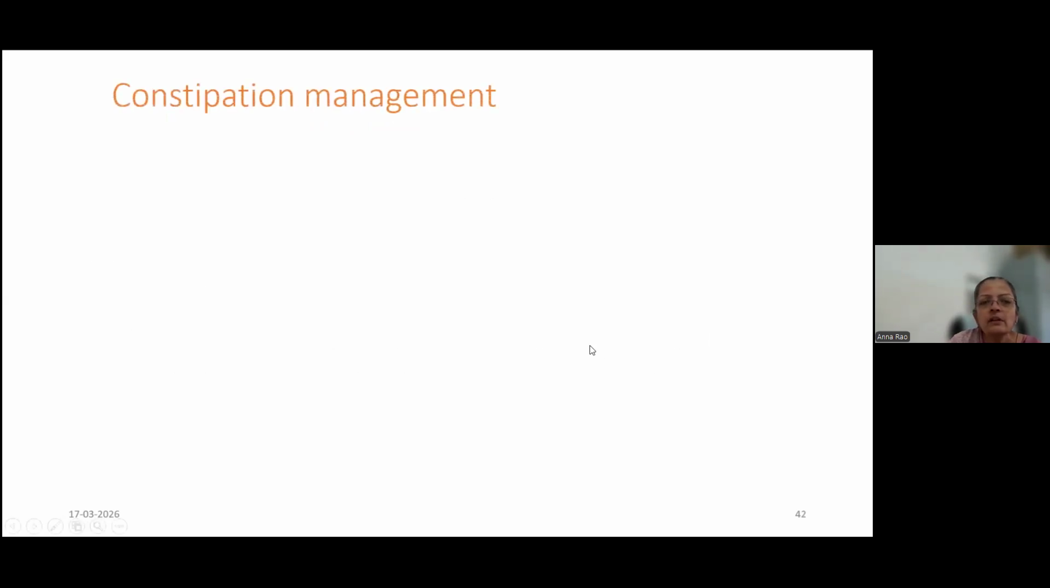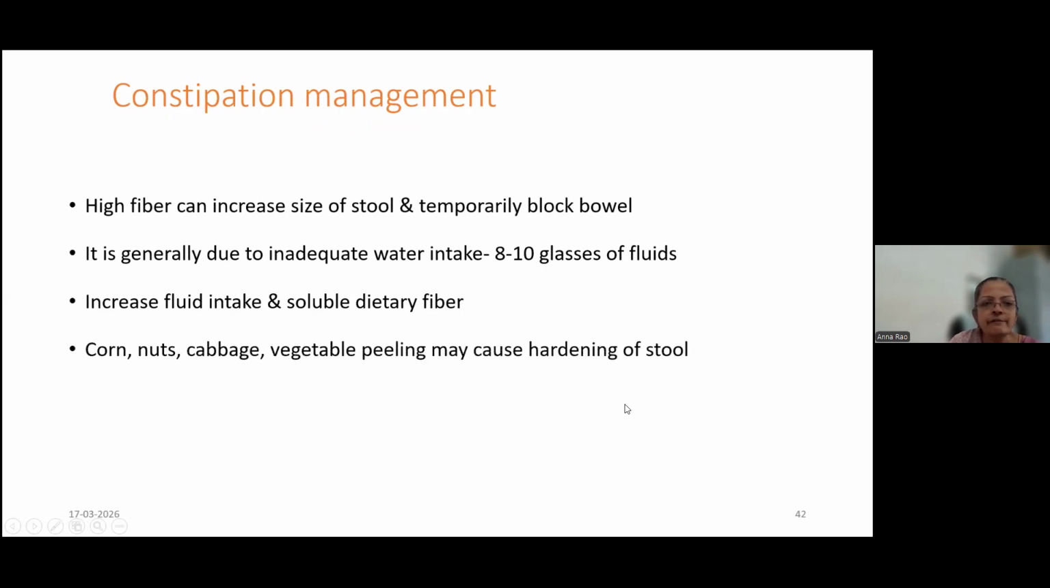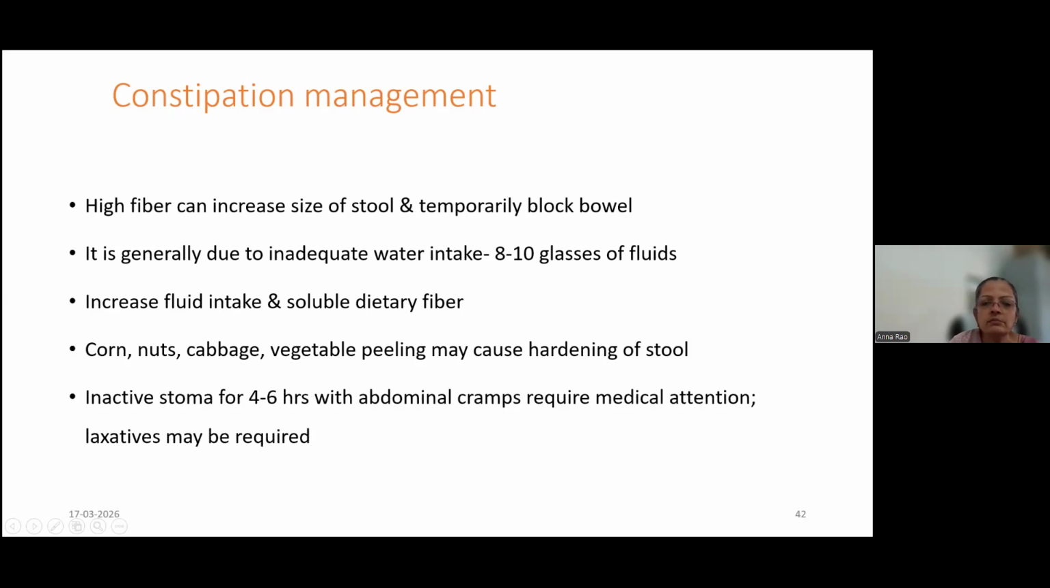How to manage constipation? Right? So high fiber diet can increase the size of the stool also, and it can cause temporary blockage, right? So generally, it is because of inadequate water intake. Okay, so ask patient to increase the intake and soluble dietary fiber. Corn, nuts, cabbage, vegetable peeling may cause hardening of the stool, right? So small amount he can take, but see to it that it does not cause problems.